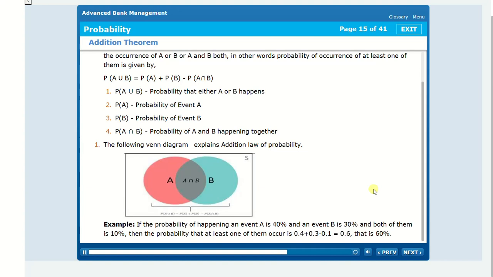Example: if the probability of event A happening is 40%, of event B is 30%, and of both of them is 10%, then the probability that at least one of them occurs is 0.4 + 0.3 − 0.1 = 0.6, that is 60%.